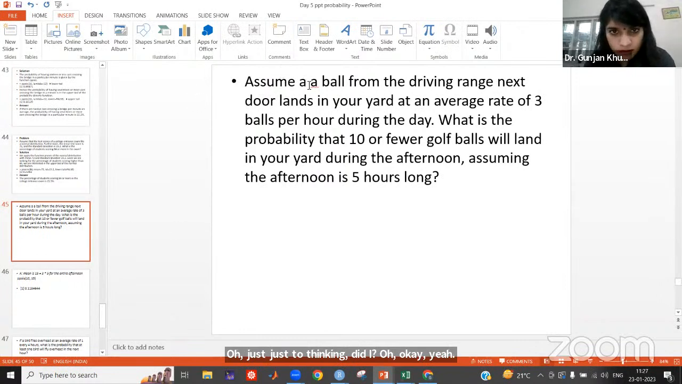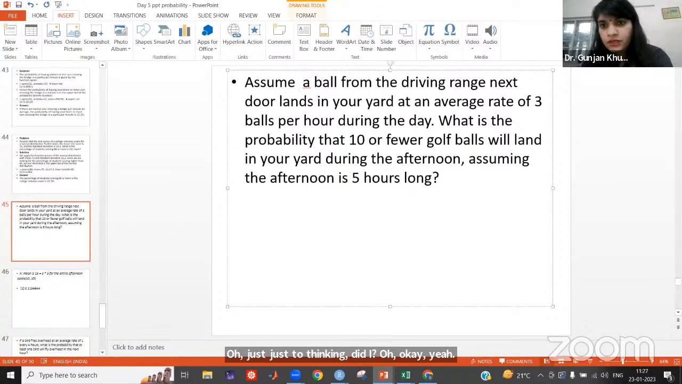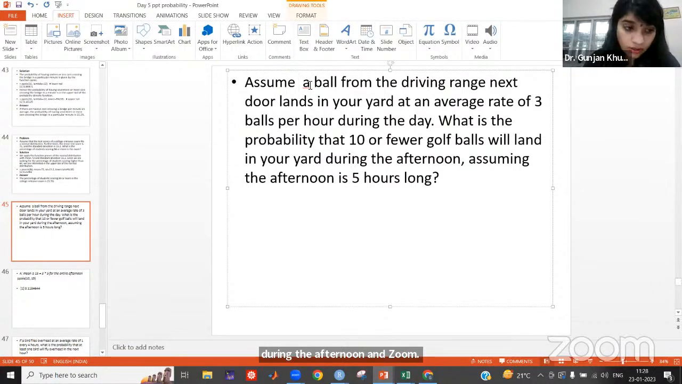Assume a ball from the driving range next door lands in your yard at an average rate of 3 balls per hour during the day. Okay, so when the word average is used, start thinking that you have got the mean. What is the probability that 10 or fewer golf balls will land in your yard during the afternoon, assuming the afternoon is 5 hours long?